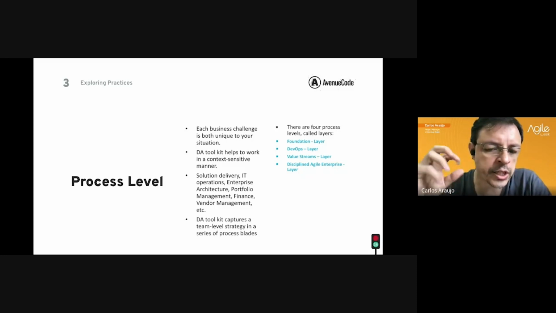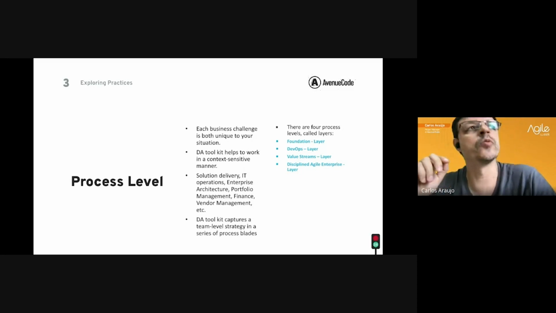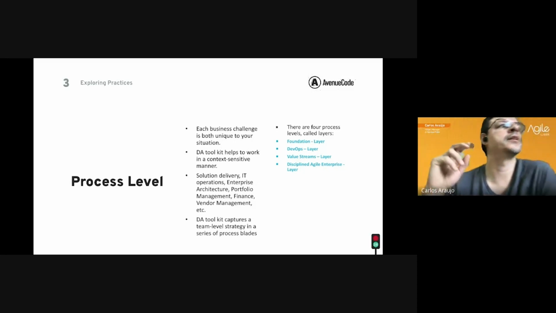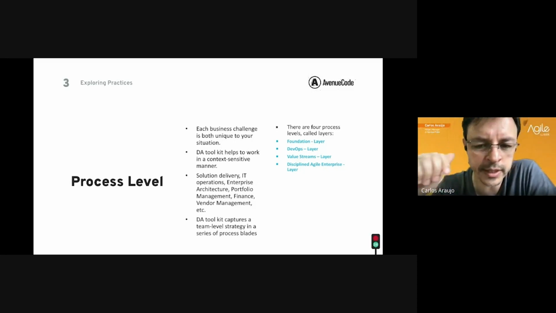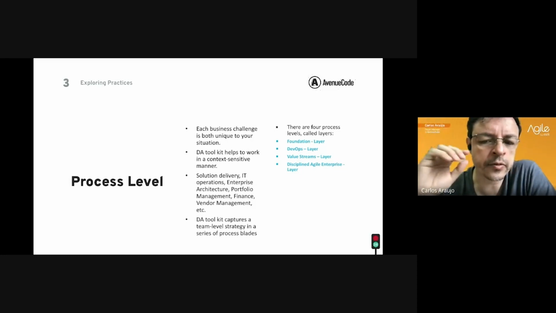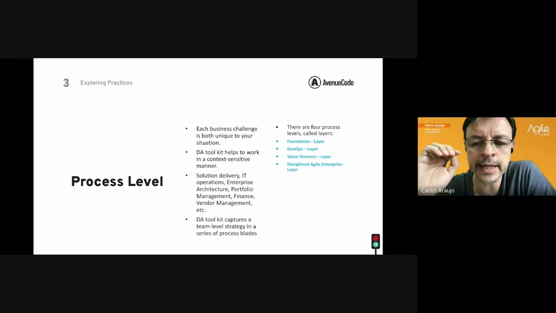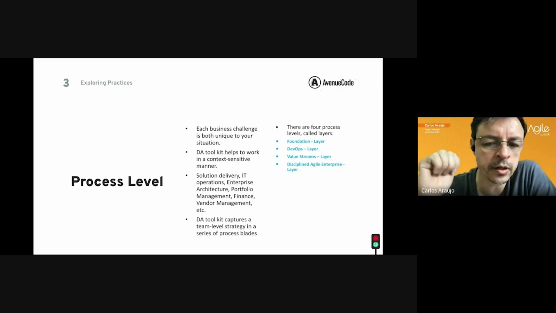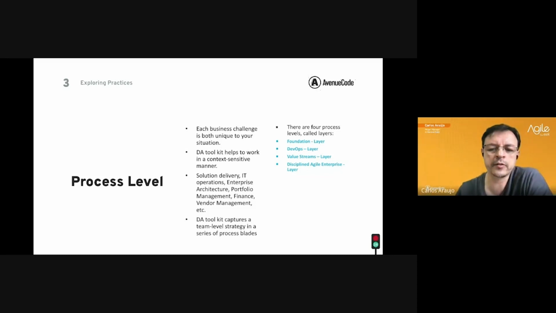The DA toolkit captures a team-level strategy in a series of process blades. This is the second time we hear about the process blades. And to talk about that, we have four levels of process. We call them layers. In DA, we call them layers: the foundation layer, the DevOps layer, the value stream layer, and the Disciplined Agile Enterprise layer.